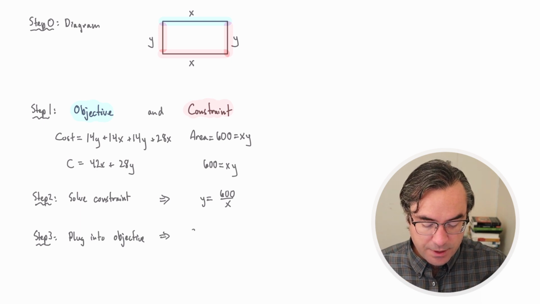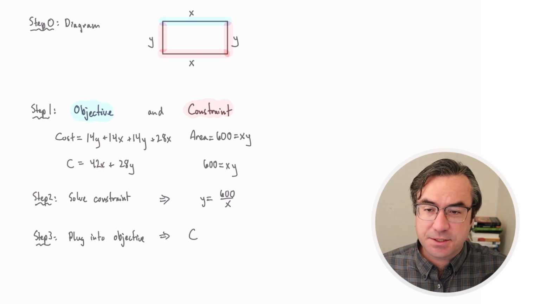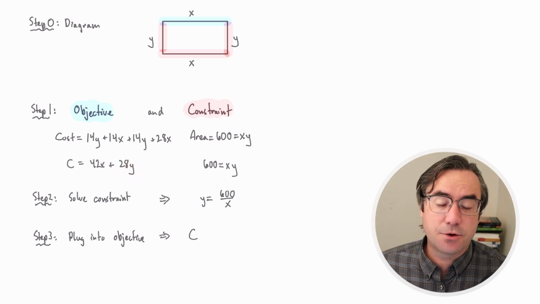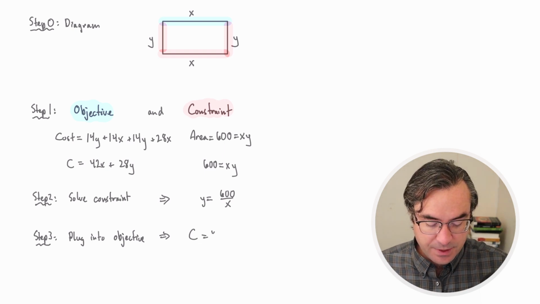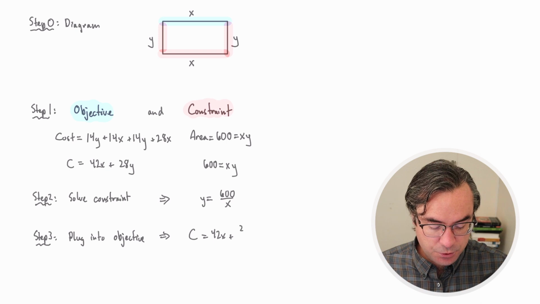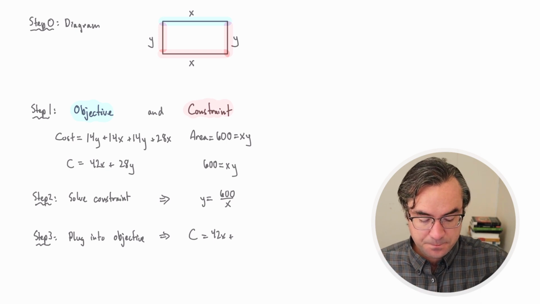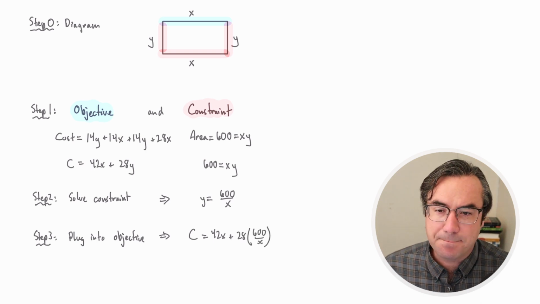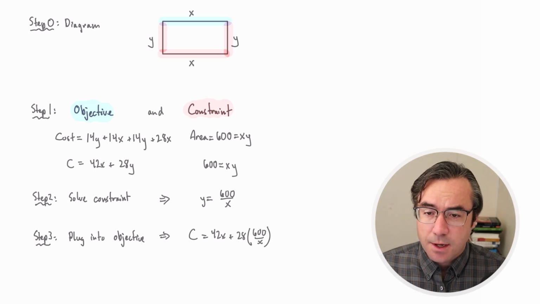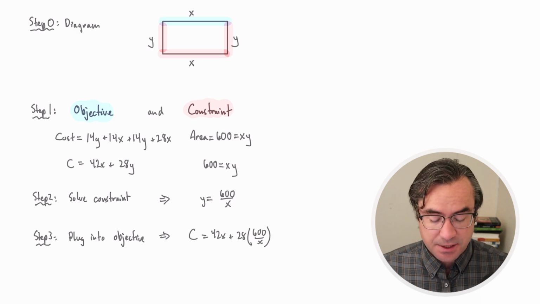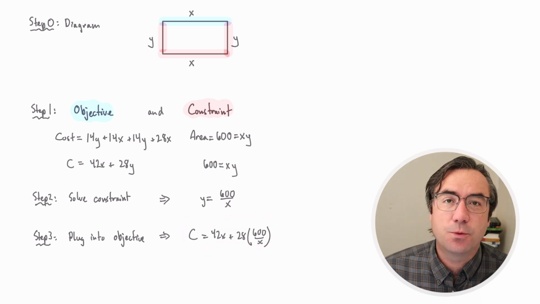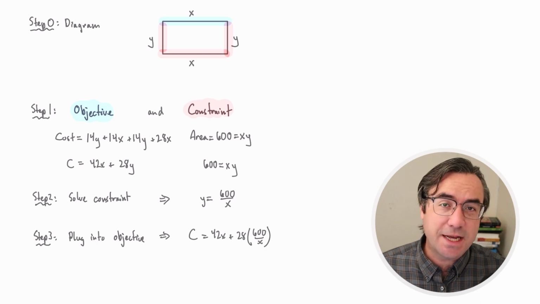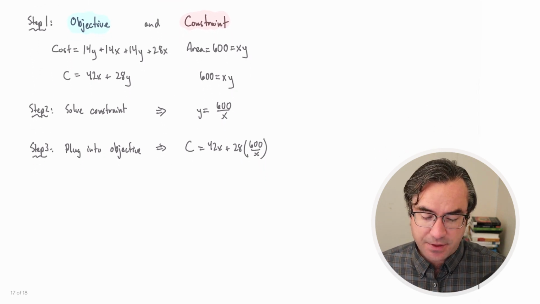We plug it into our objective equation. So normally our objective has 42x plus 28y. Well, we're going to replace that y there with what we figured out, 600 over x. So we get 42x plus 28 times 600 over x. Okay. So now the benefit of this is now we have a one variable function. So we can use our regular optimization techniques of find the critical numbers and classify the critical numbers. So that's our next step.